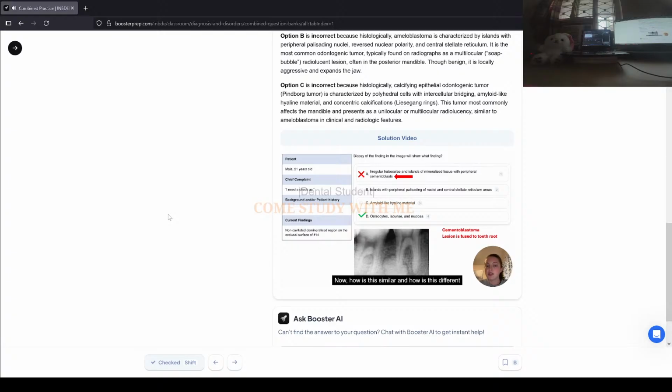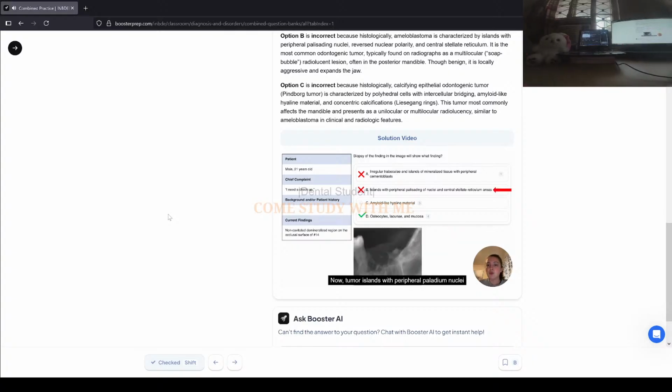How is this similar and how is this different from our mandibular tori? Both lesions are seen in the mandible and involve benign mineralized tissue, but they're mostly different. This lesion is an odontogenic neoplasm and not a bony protuberance. Mandibular tori are not associated with teeth at all and would definitely not be fused to a tooth. Cementoblastomas are often painful and swollen and require treatment, unlike mandibular tori. And finally, what's most important to the question is that the histopathological findings are very different for the two lesions.